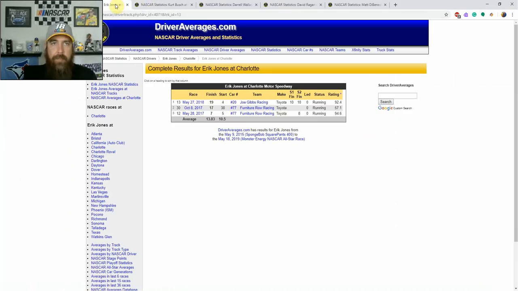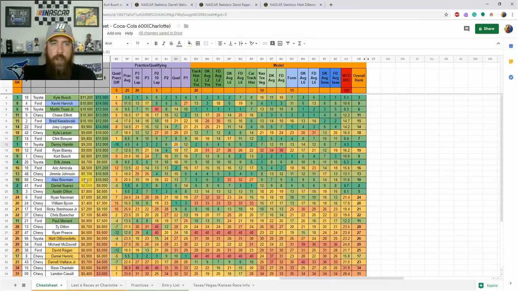Doesn't have the greatest run here. In 2017, when he was with the number 77 Furniture Row, he finished top 10, but he's outside the top 15 in his last two races here. Not too concerned. He showed a lot of speed this week, just like his teammates. Top five speeds in final practice, even in the 10-lap averages. So at 8,796 on FanDuel, I think he's in play in all formats as well.